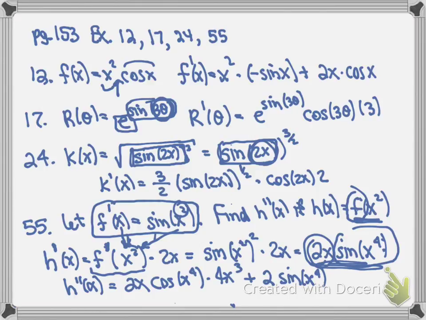I guess you could, if you wanted to, factor out a 2x. You have a 2x, oops, never mind, sorry. You have the 2 you can pull out, the 2 here and a 2 there, but I just leave it like that, and I think that's fine.